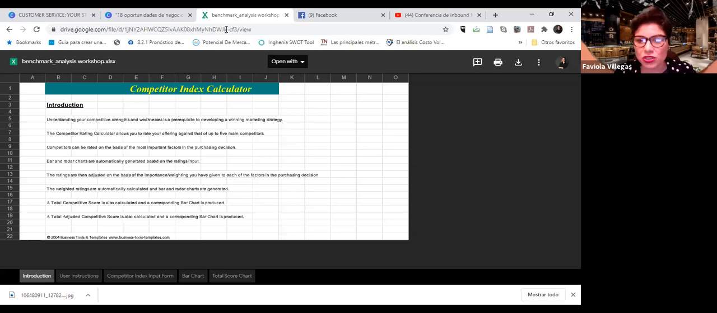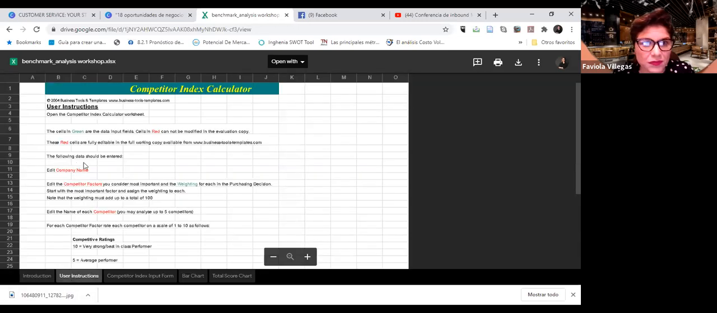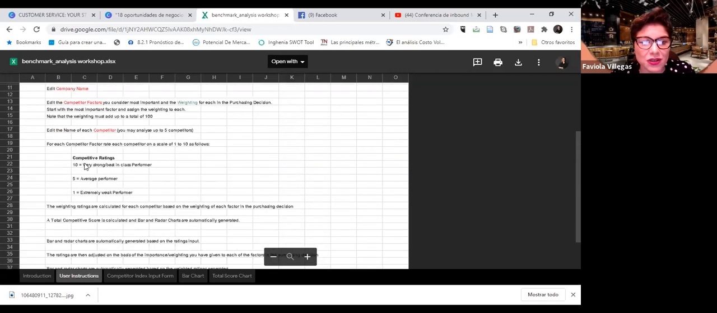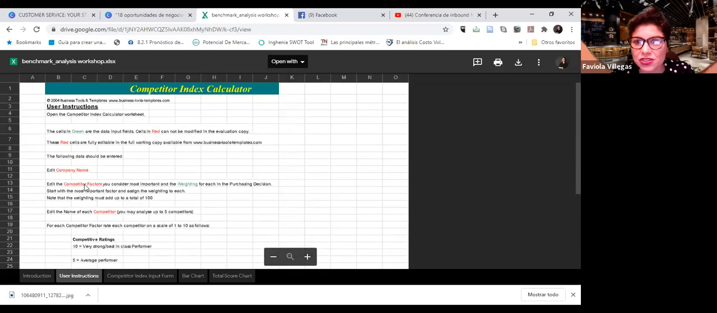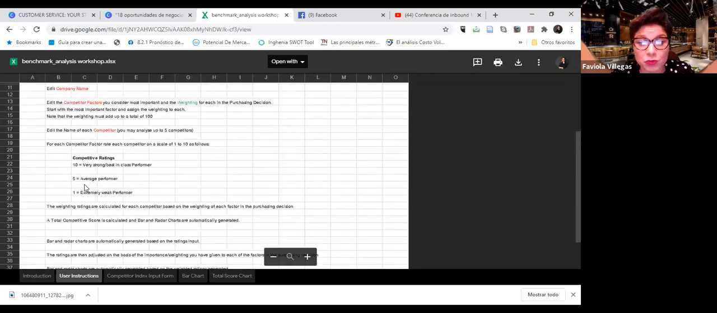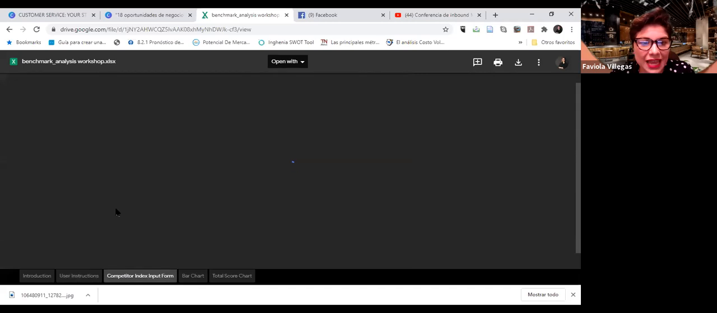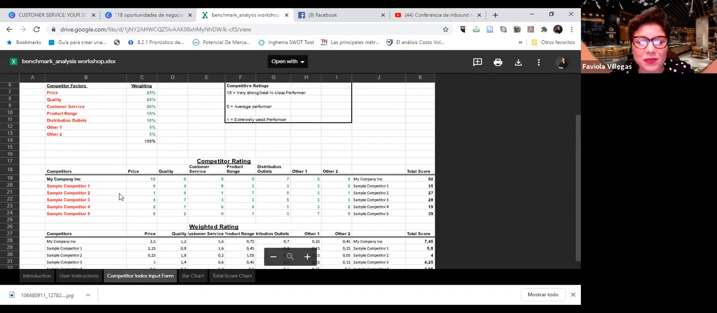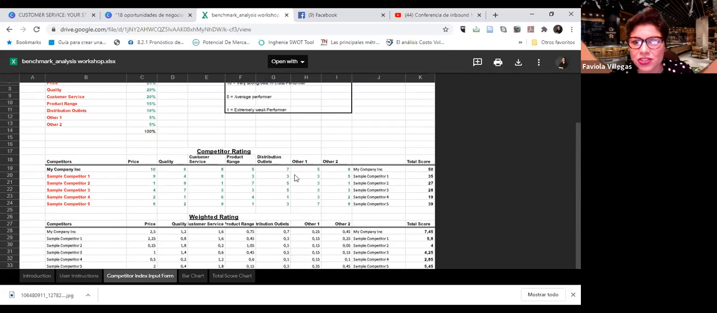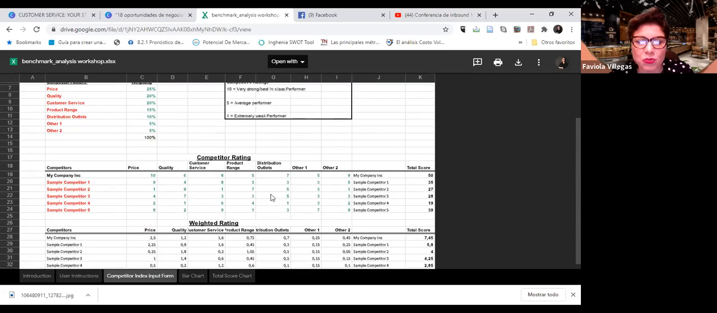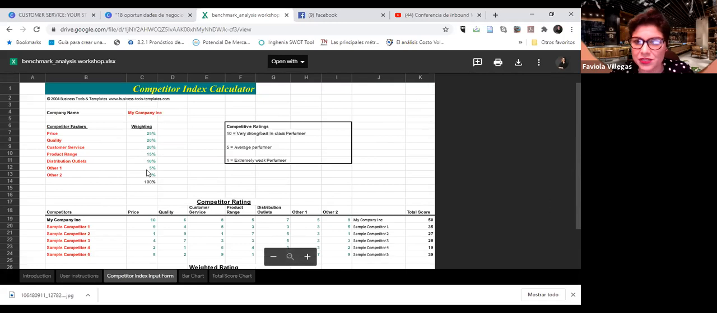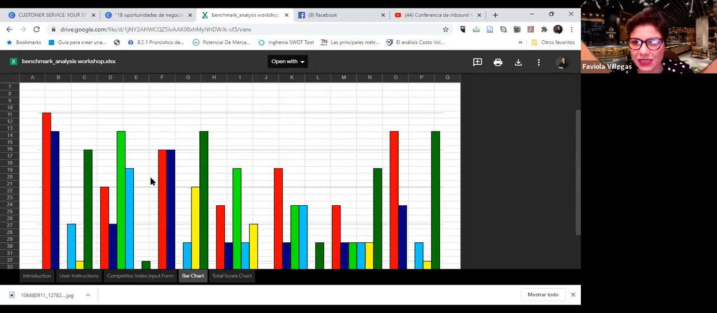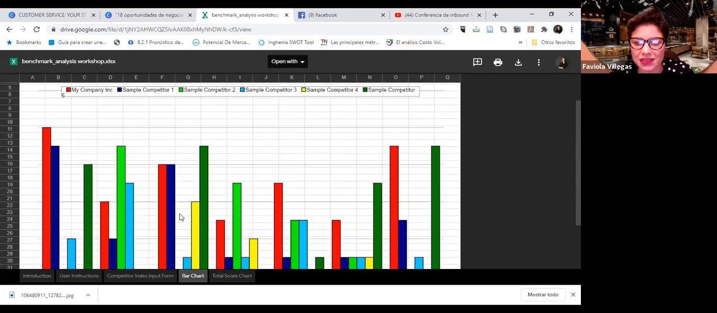And let me share this with you. The benchmarking file. Here are the instructions. Here is the benchmarking business tool. You can evaluate each competitor from 1 to 10 on price, quality, customer service, and product range. It will give you some scores and the percentage of dominion. And after that, automatically, it will give you this comparison chart.